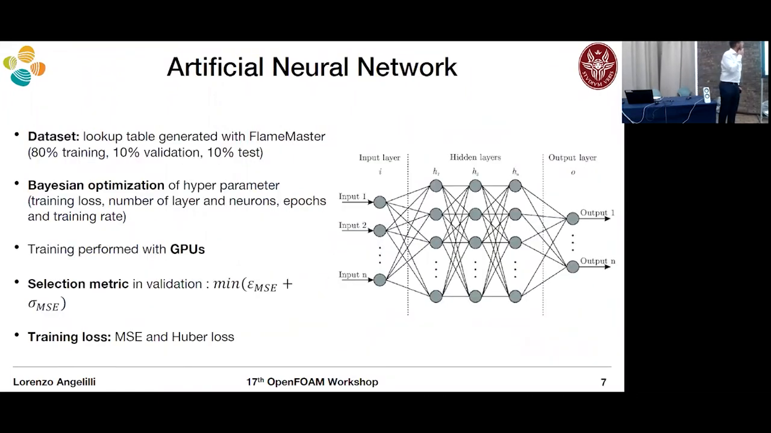So for our neural network, basically, we generated the tables with Playmaster. We used 80% for training, 10% for validation, and 10% for the test. We performed a Bayesian optimization in order to retrieve the best hyperparameters to describe the manifold. We performed the training with the GPU cluster that we have in-house, and we use a selection metric to determine the best neural network: the minimum of the sum between the error and the variance of the mean square error of the progress variable source term.